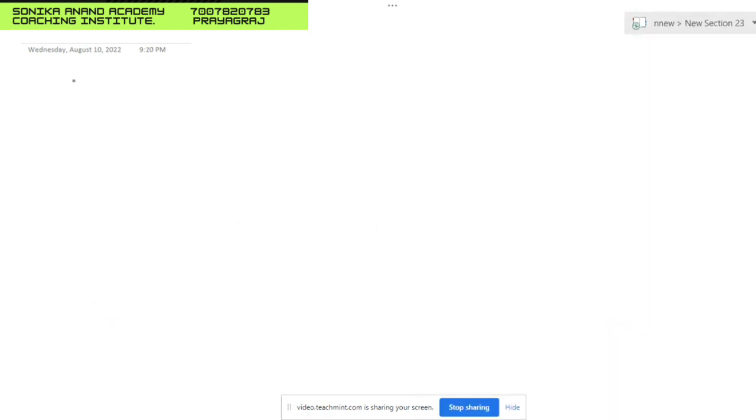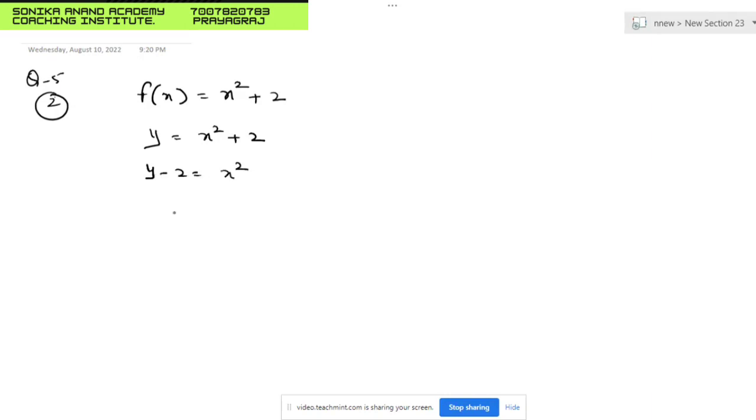Now question number 5, second part. Similarly, we have another function f(x) is equal to x square plus 2. So it becomes y is equal to x square plus 2. So y minus 2 is equal to x square. So the value of x becomes the square root of y minus 2. So now when it is in under root, we take greater than 0.